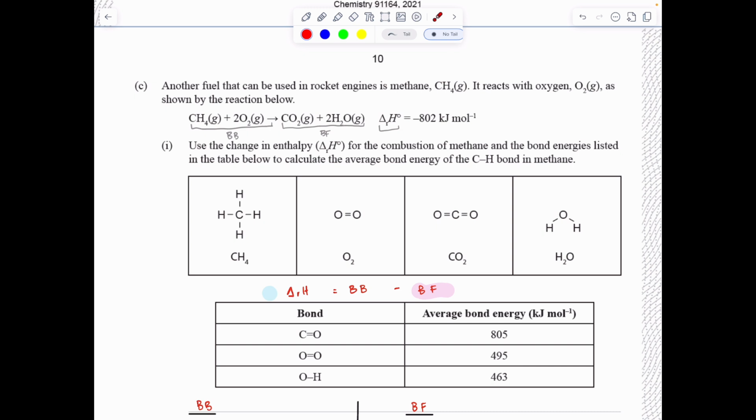So the way to work out bond enthalpy questions is using this equation here. And so it's the bond enthalpy equals the bonds broken, which is the left side of the reaction, minus the bonds formed, which is everything after the arrow on the right hand side. So these are the bonds formed, minus one from the other, and we could get our bond enthalpy. However, we know our bond enthalpy. We're going to just have to rearrange things to find the bonds broken, especially this one.